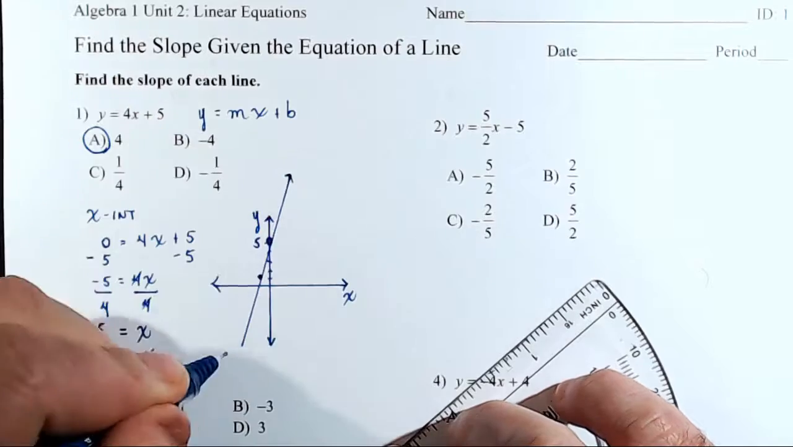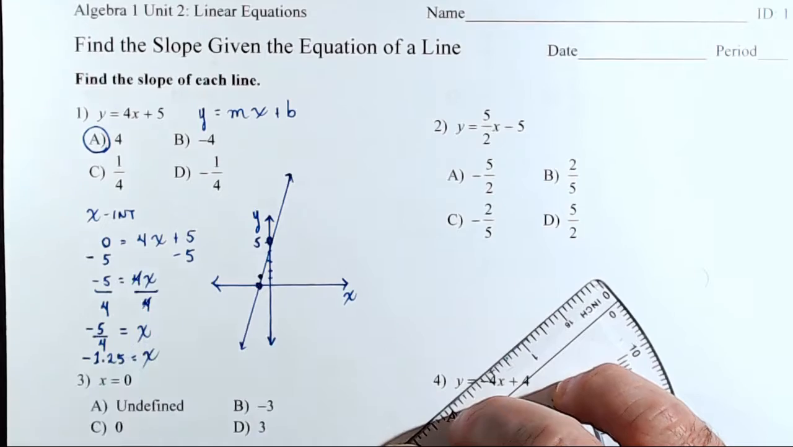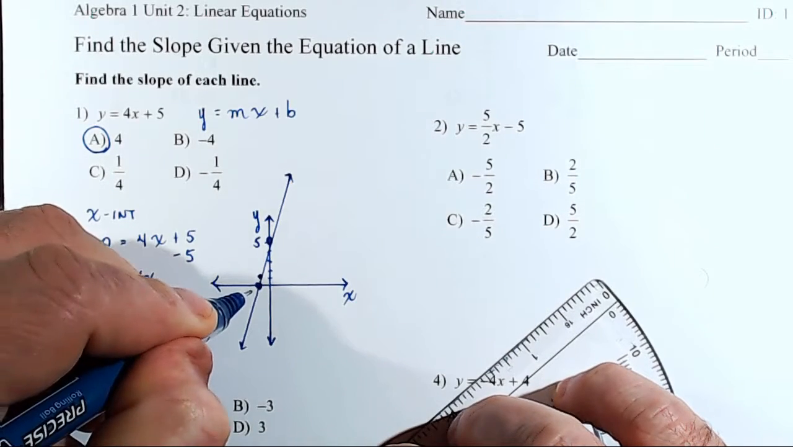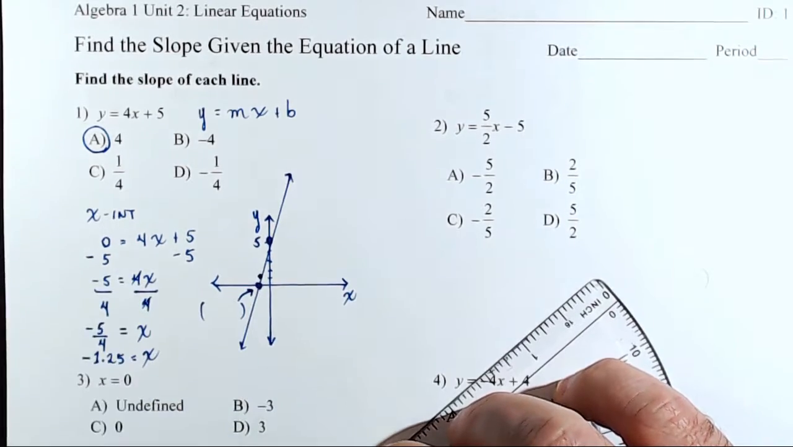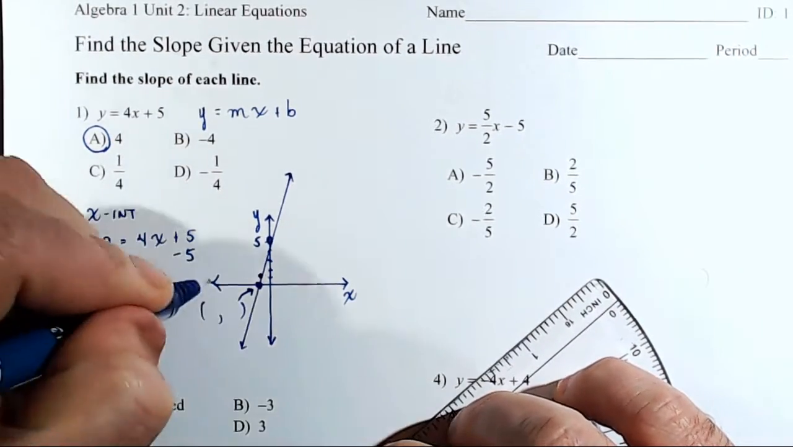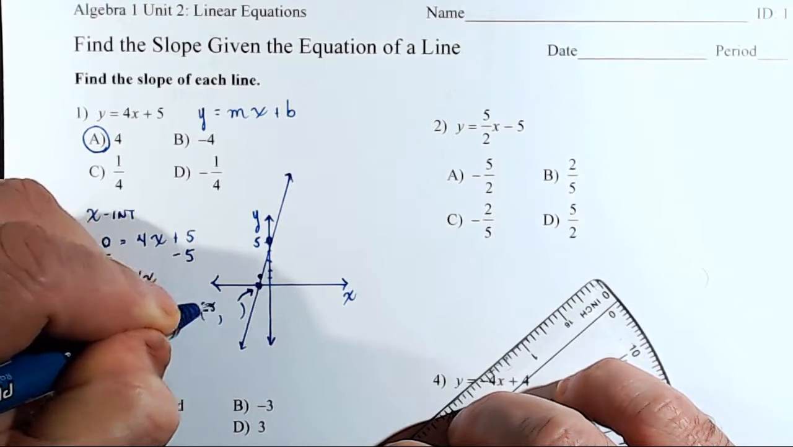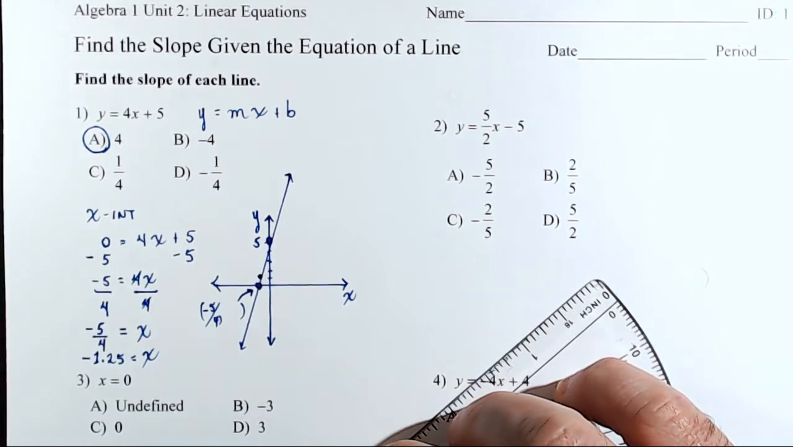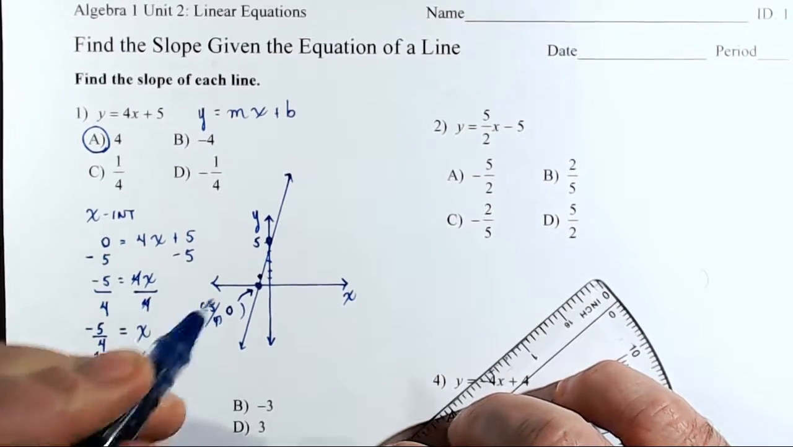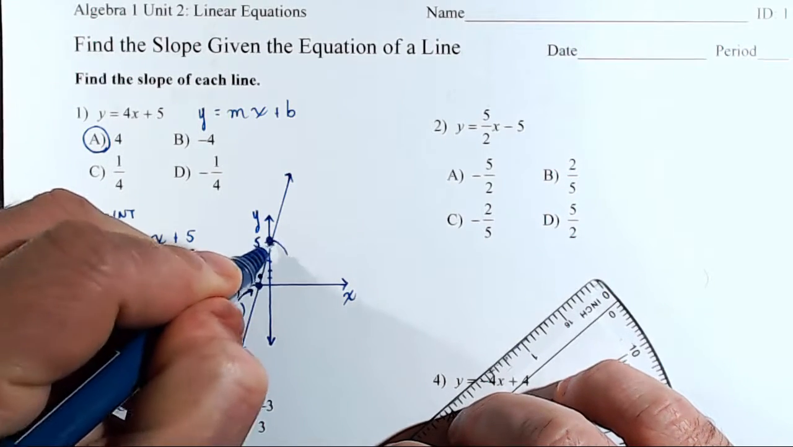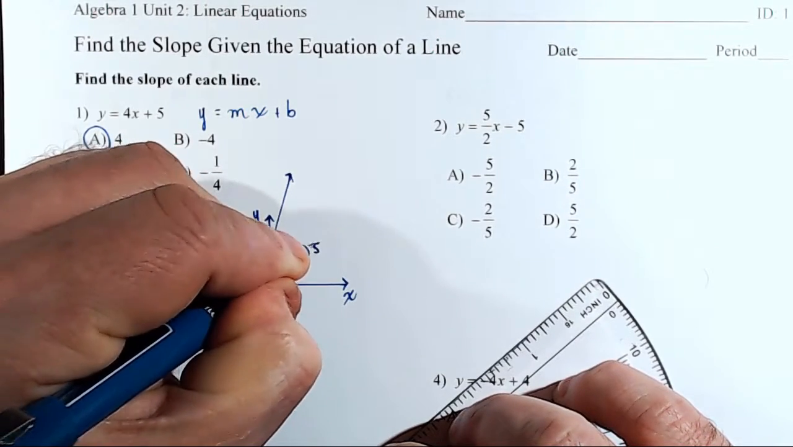There's our line. And we know the coordinates of this place where the line crosses the x-axis, and that would be the x-intercept, or negative 5/4, comma, 0. The y-intercept here is 0, comma, 5.